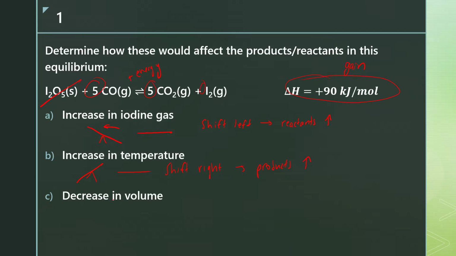Since I'm decreasing volume, I'm going to go to the side with less stuff. That means I'm going to shift to the left, because the left only has 5 things. And again, in terms of products and reactants, if we're shifting to the left, that means my reactants are going to be going up. We're going to be making more reactants if we decrease the volume here.